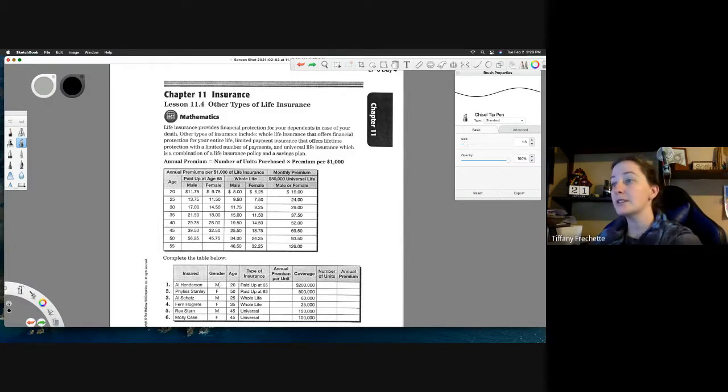So Al Henderson, he's a male, he's 20 years old, and he wants paid up at 65. So I'm going to come up here, paid up at 65. There it is. He's male, and he's 20. So I'm going to go right there to that very first one when I was doing that just a minute ago, and I have 1175. So I'm simply just going to write 1175 in here. Nothing too crazy on that one. We're just writing the piece from the chart. So everything from here you're going to pull from the chart.